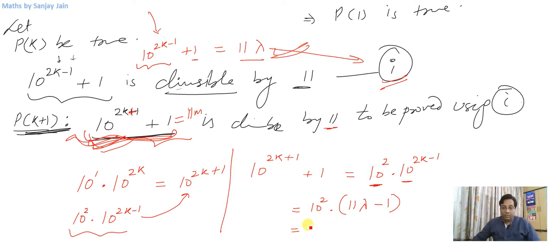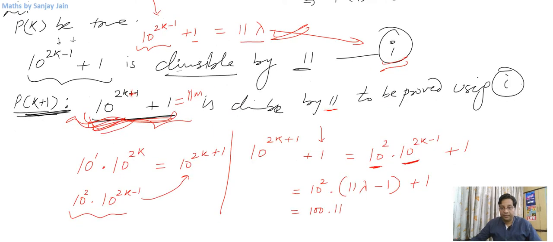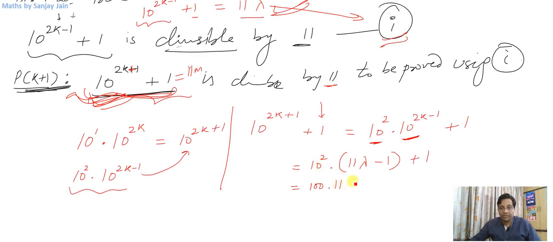So let's do that. This is 100 into 11. What I've done here is I've replaced this with 11 lambda minus 1. Now this one you don't have to forget, so let's write it here. Now if you see, I'll have 100 into 11 lambda minus 100 plus 1. So this will be equal to 11 into 100 lambda minus 99.